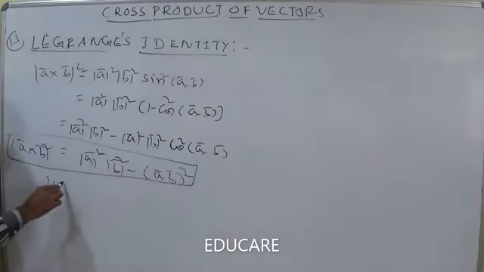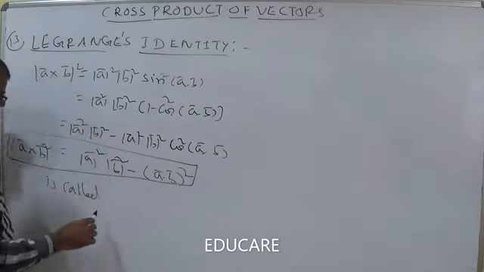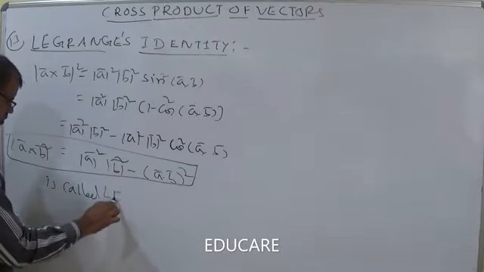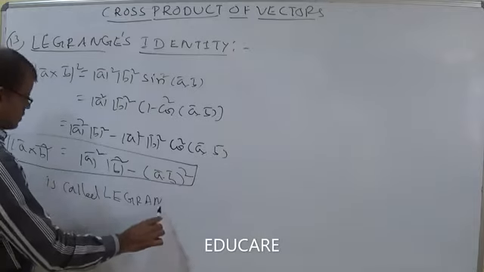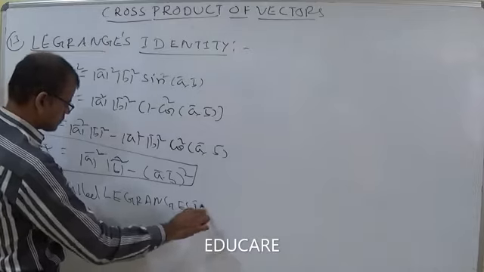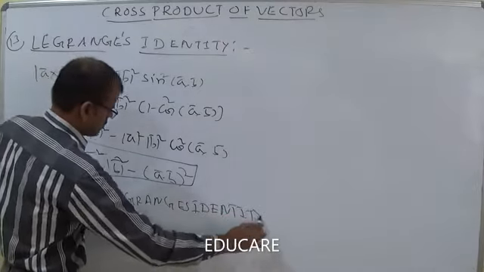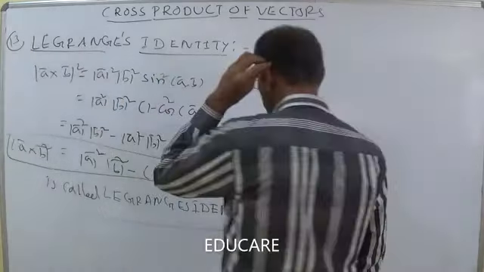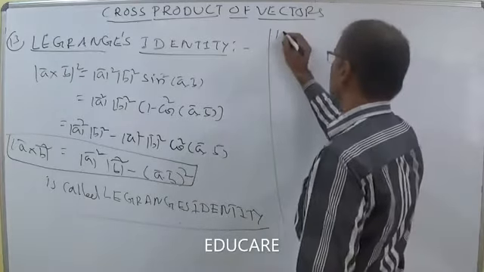This one was invented by Mr. Lagrange, and it is called Lagrange's identity. Many sums are solved using this one. |A bar cross B bar|² is equal to |A|² |B|² minus (A dot B)². This is Lagrange's identity.